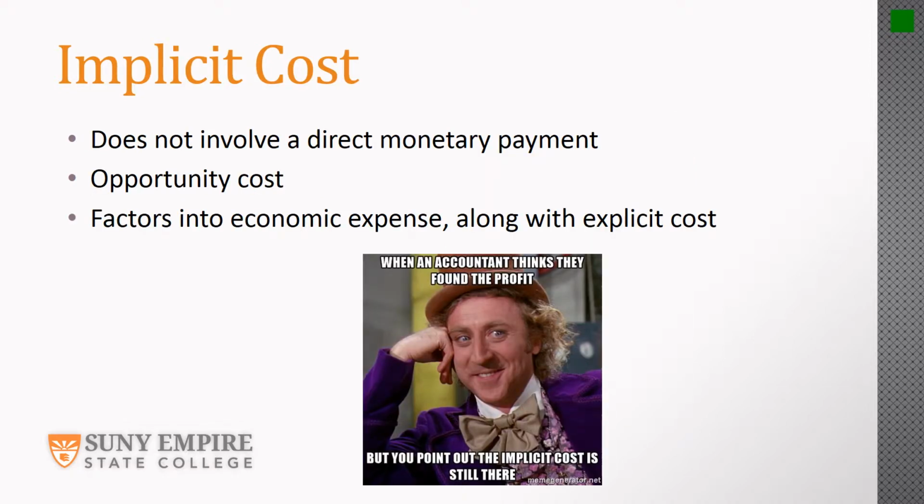Implicit costs do not involve a direct monetary payment, although they will be expressed in monetary amounts. Implicit costs are the actual monetary amount for an opportunity cost. They are the value an economic entity loses from making a choice. Implicit costs factor into the calculation of an economic profit, as do the explicit costs for a firm.